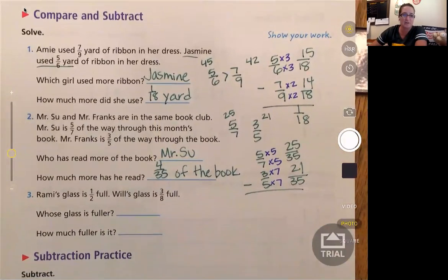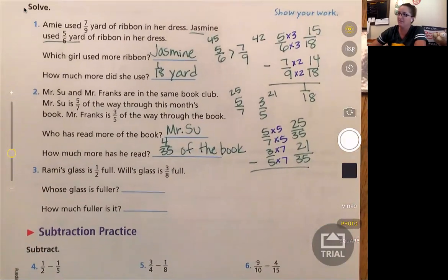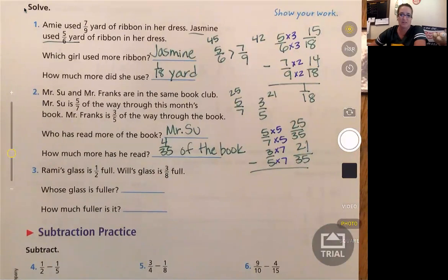All right, one more. Somebody read me number 3. Remy's glass is one half full. Will's glass is 3/8 full. Whose glass is fuller? How much fuller? Okay, I heard somebody shout Remy's glass.